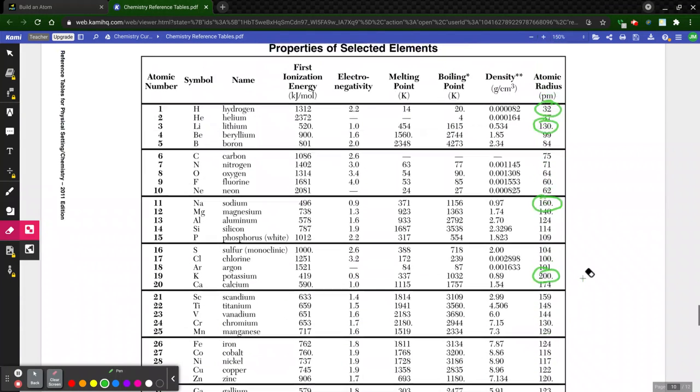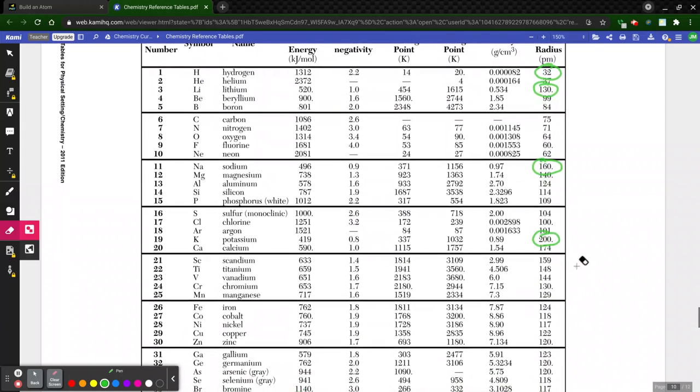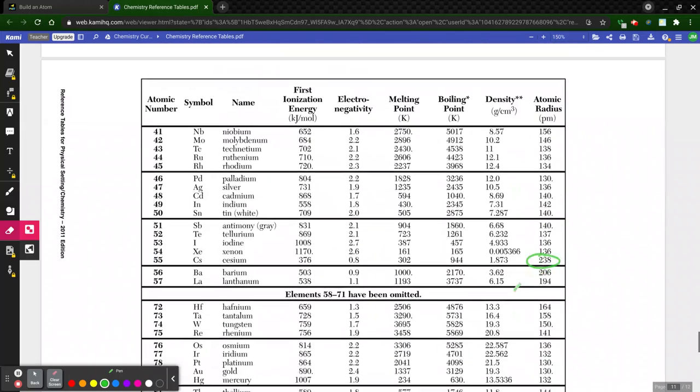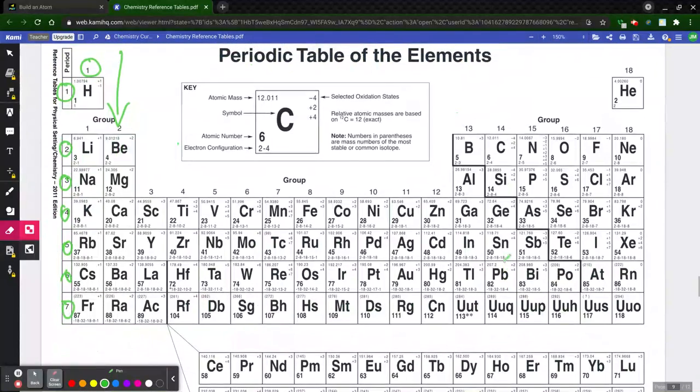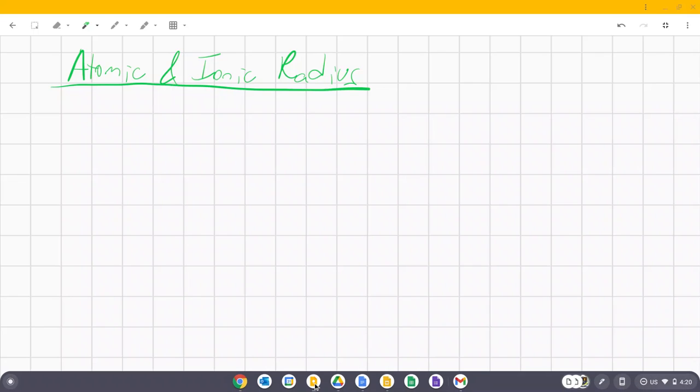So again, we could see that if we start at the top of group 1 and head down, the atomic radius is increasing. So as we go from hydrogen down to francium, atoms get much, much bigger. So again, what's going on here? All right, back to the notes.